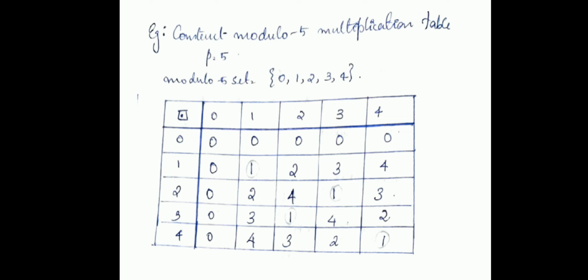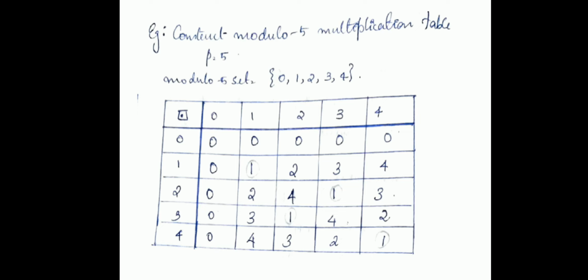Then for 0 into 0, we need to take the remainder of i into j by p. So the remainder of 0 into 0 by 5. 0 into 0 is 0, by 5, it is 0 itself. Next is 0 into 1 by 5, again 0. If any one element is 0, then the modulo p multiplication result becomes 0 only. So in the first row, all the elements are 0. Next, the first column is also 0. So we need to check the remaining terms only.